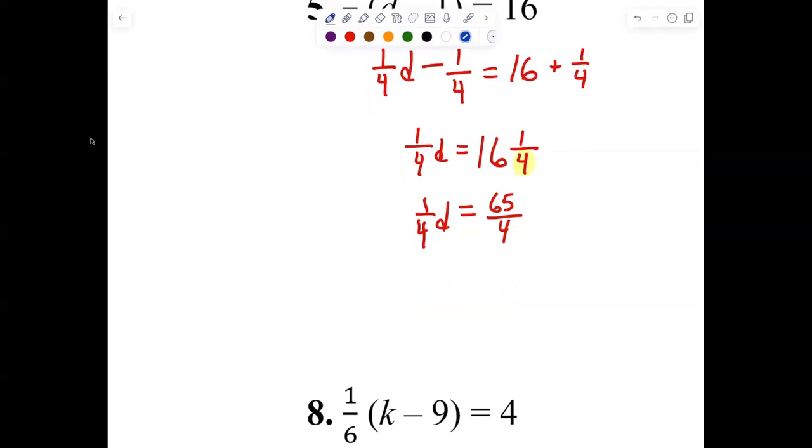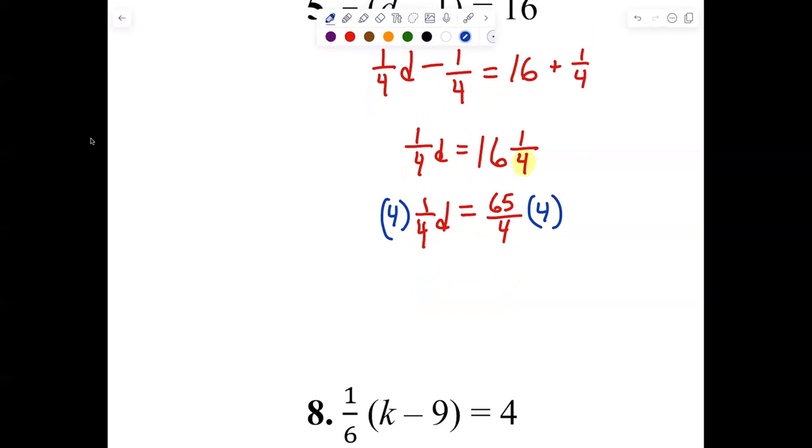Multiply by the reciprocal. Multiply by the reciprocal. What's the reciprocal? 1/4. 4. Now, some people can't see this, so I'm going to put a times 4 and a times 4. What happens to the two 4s?